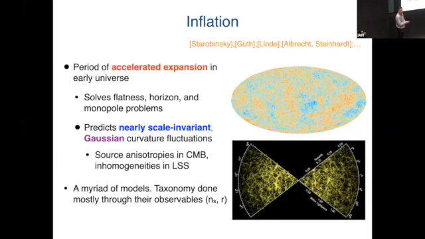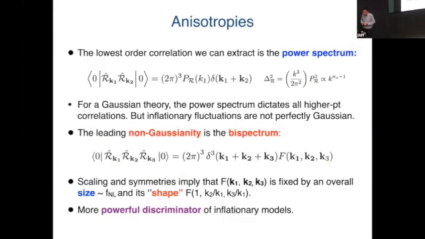And the taxonomy of inflation models so far has been done mostly through two of the most well-discussed parameters, namely the spectral index, which quantifies the scale dependence of the curvature perturbations, and the tensor to scalar ratio, which quantifies the amplitude of gravitational waves. Now, the lowest order correlation you can extract from these fluctuations is the two-point function, or the power spectrum, oftentimes expressed in momentum space. And the deviation from scale invariance is parameterized by this number called the spectral index. And if you have a perfectly Gaussian theory, this is all you need, because the two-point correlation function tells us everything about all the higher point correlations.